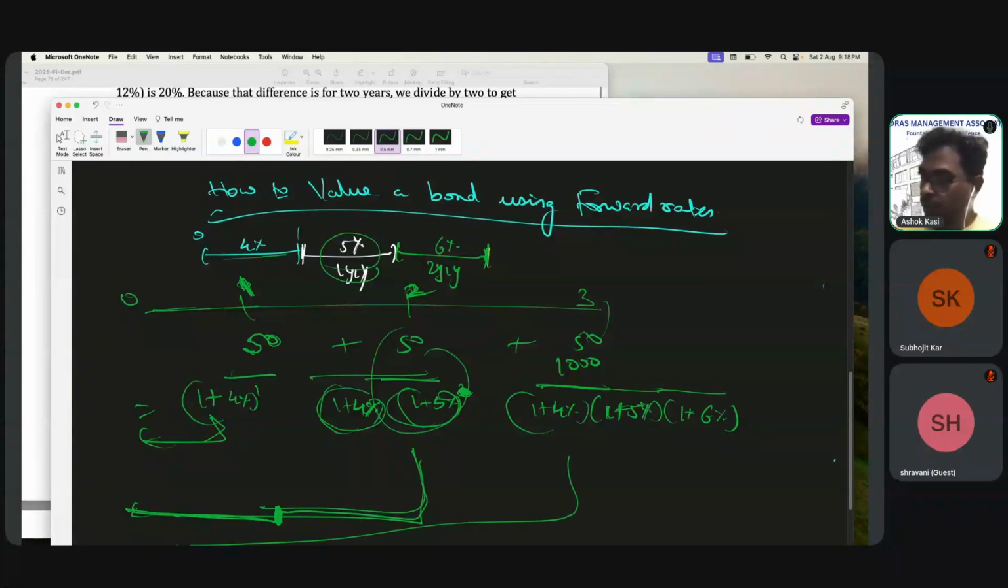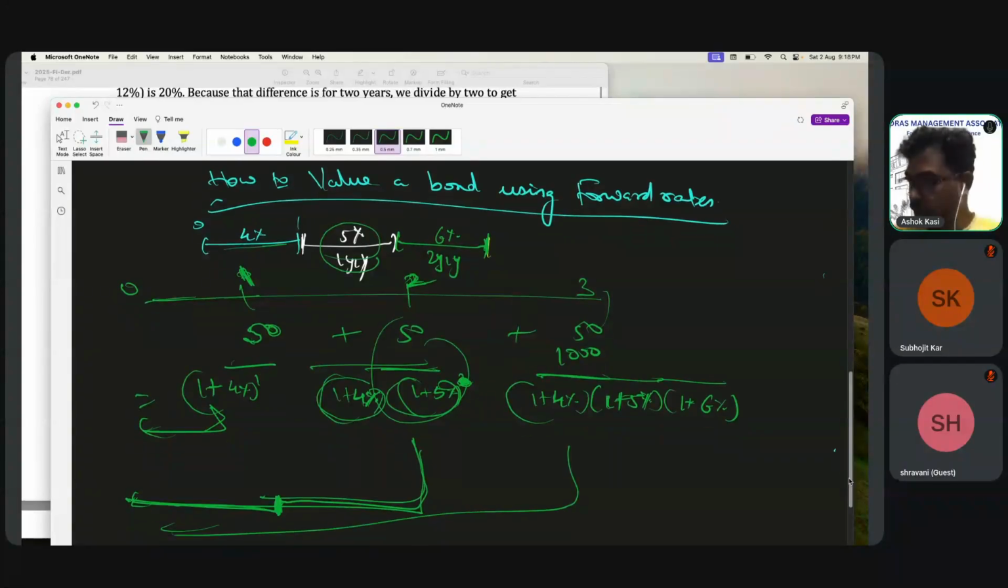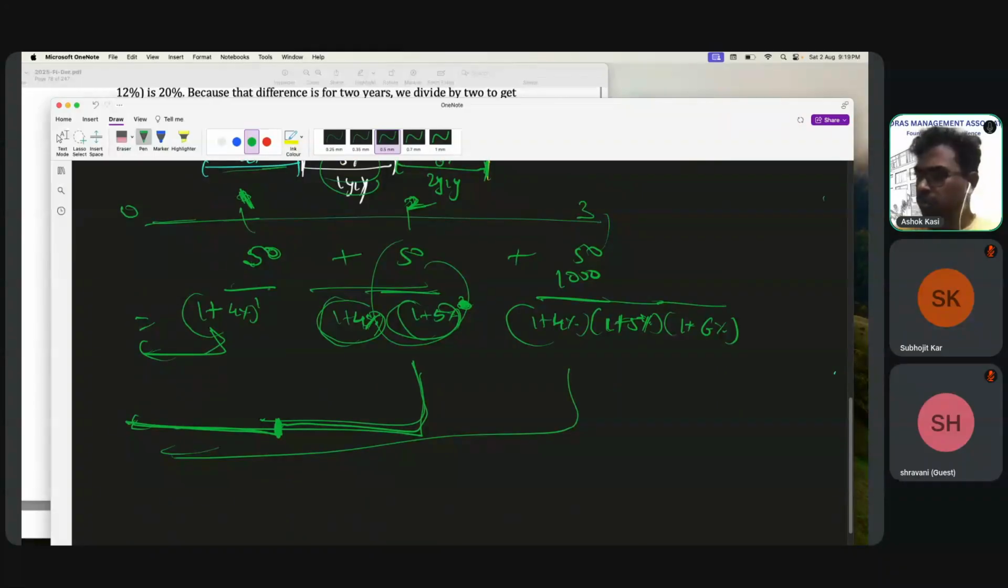Now, how to calculate this one? Again, a little bit tricky thing. You calculate the first one now and tell me the value. It's 48.0769.